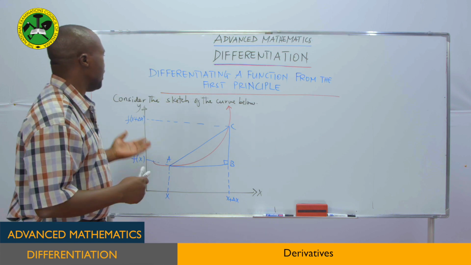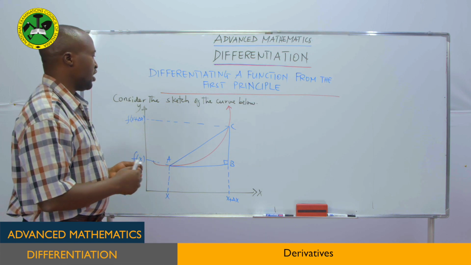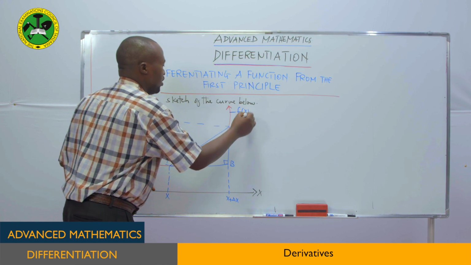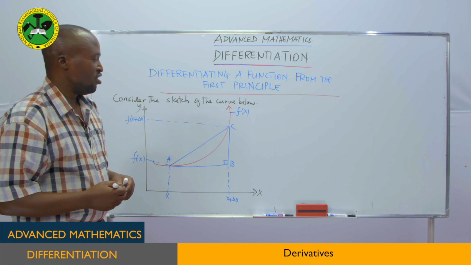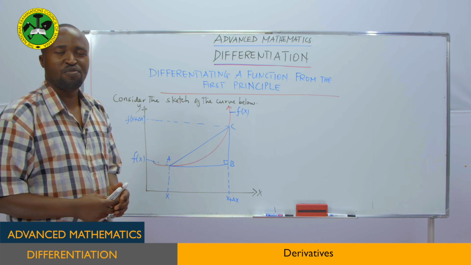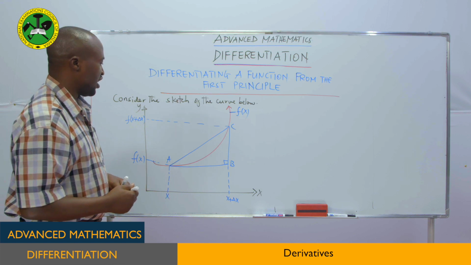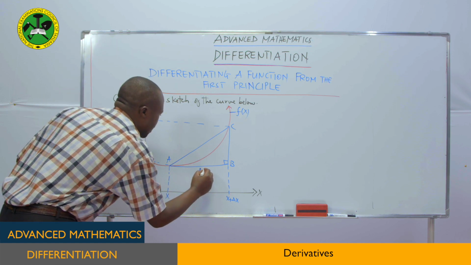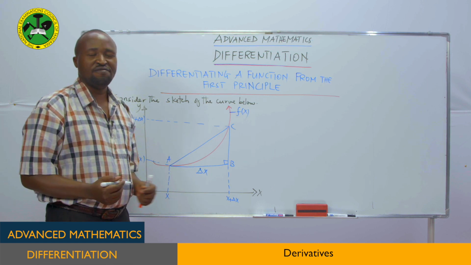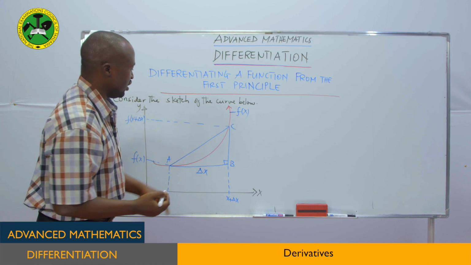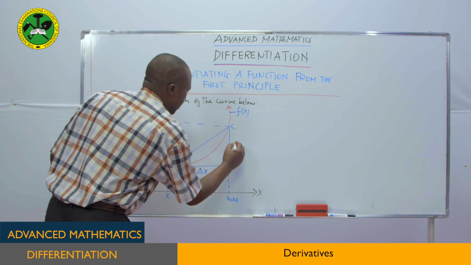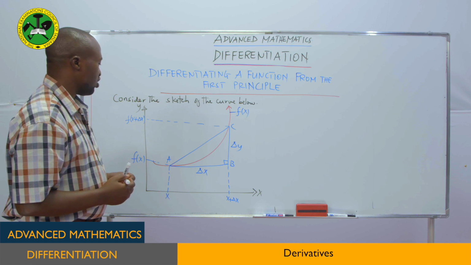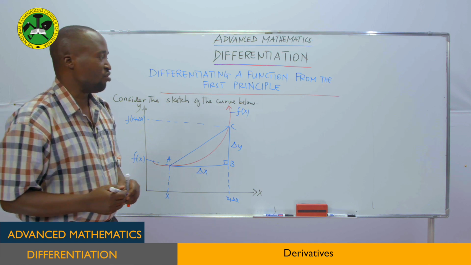So dear student, here consider the sketch of a curve. This curve is f of x, called f of x. So we are going to see how to find the slope of this curve. For the horizontal case, we have change in x, that is from A to B. But again, for the vertical change, here we have change in y, that is from B to C. So in this case, you can define a slope.